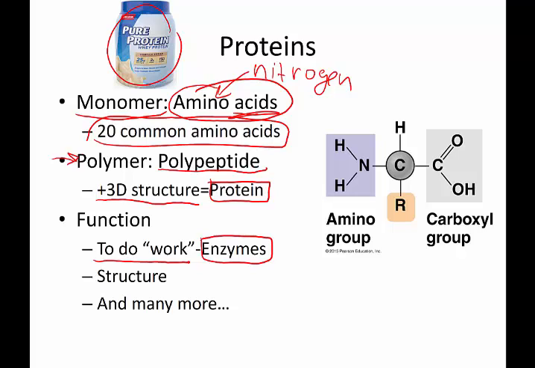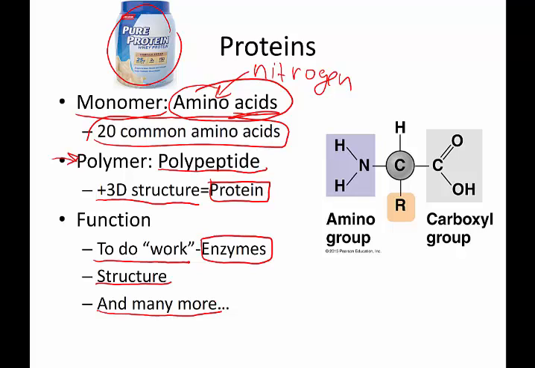Also importantly, proteins are used for structure. Of course you can think of muscles, you can think of keratin in the skin. So proteins are very important for giving structure to things. And just to make life easier for us, I'm going to put "and many more" at the very end of the function list. Proteins, again, are very important, diverse molecules in the body. They can have lots of functions, so it's very hard to come up with a simple short list for us. But as we go through the semester, you'll find out that proteins have a lot of functions, and we'll stop and talk about each one as we go.